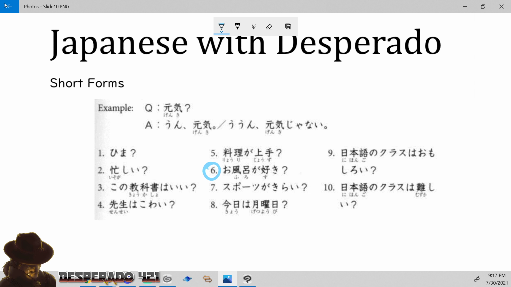All right, let's do number six here. "Ofuro." "Ofuro ga suki." "Suki" is, do you like something? And "ofuro" means bath. Okay, and let's say you don't like a bath, that you like a shower instead. But I like both. Would "suki" turn into "sukanai"? Or no, "suki" is a na-adjective. What was "jozu" at the very top?